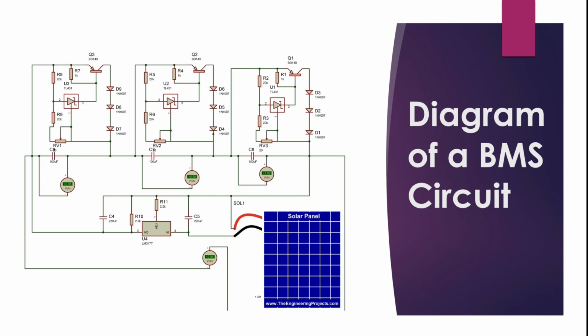A BMS circuit diagram includes a control unit that manages battery cells by monitoring the voltage, current, and temperature, balancing the cells to ensure even charge distribution and providing protections against overcharging, over discharging, and short circuits. It also has communication capabilities to interface with external systems.